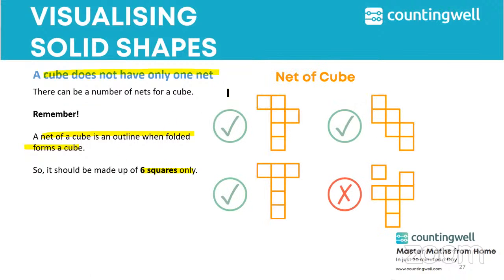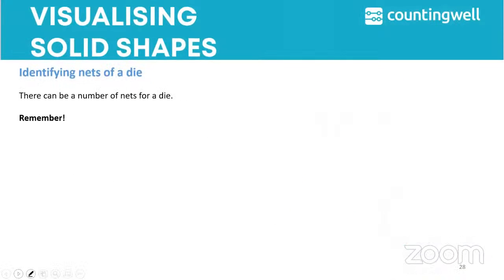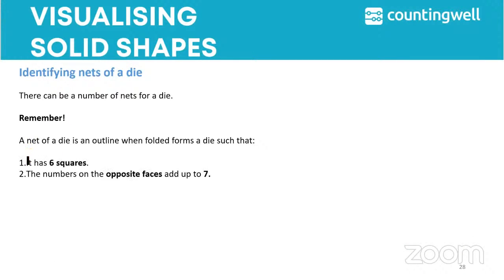So here you can see figures 1, 2, 3. These are the nets of a cube because each has 6 squares. But now you have to check. There can be a number of nets for a die, but a net always has 6 squares and opposite sides always add up to 7. These 2 points we have to remember whenever we are identifying the net of a die.